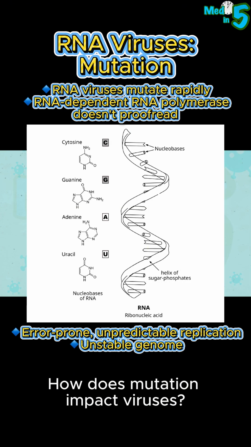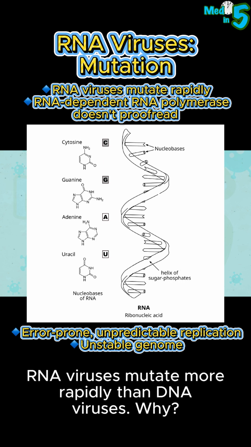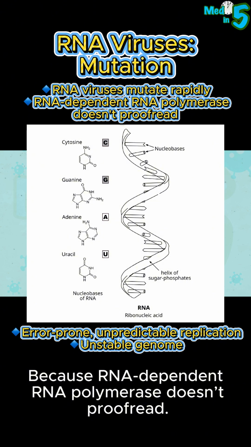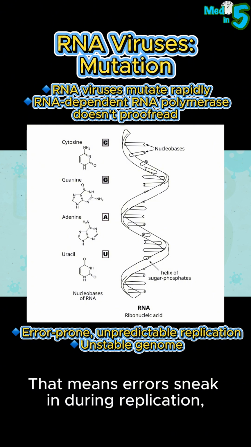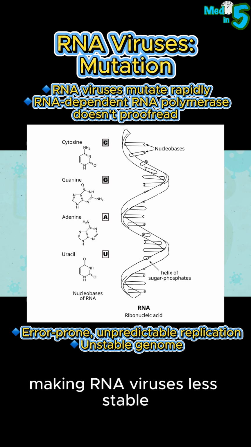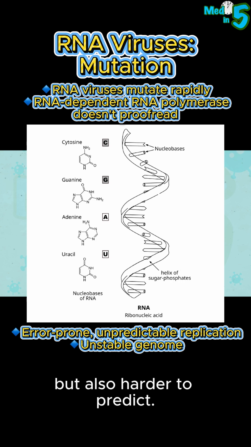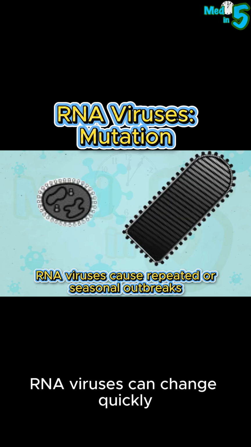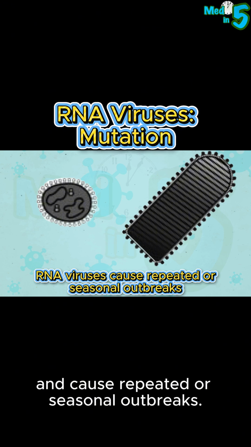How does mutation impact viruses? RNA viruses mutate more rapidly than DNA viruses. Why? Because RNA-dependent RNA polymerase doesn't proofread. That means errors sneak in during replication, making RNA viruses less stable but also harder to predict. RNA viruses can change quickly and cause repeated or seasonal outbreaks.